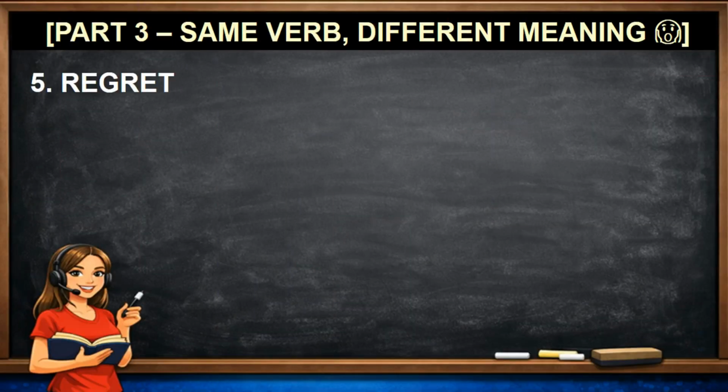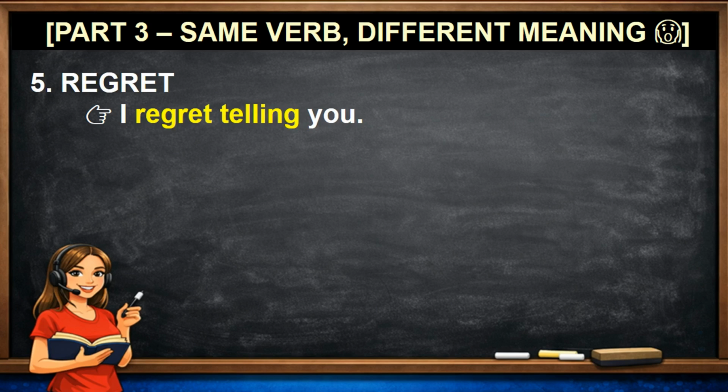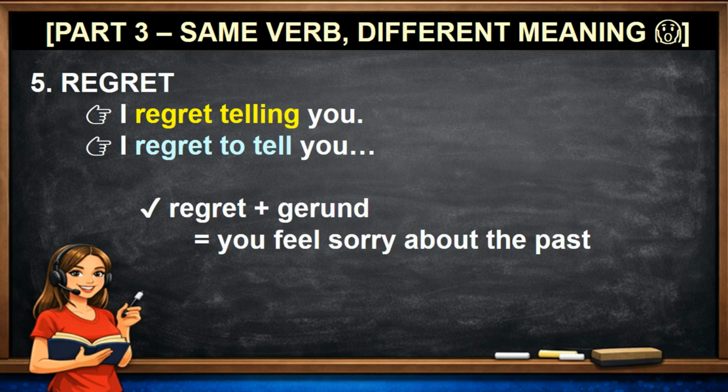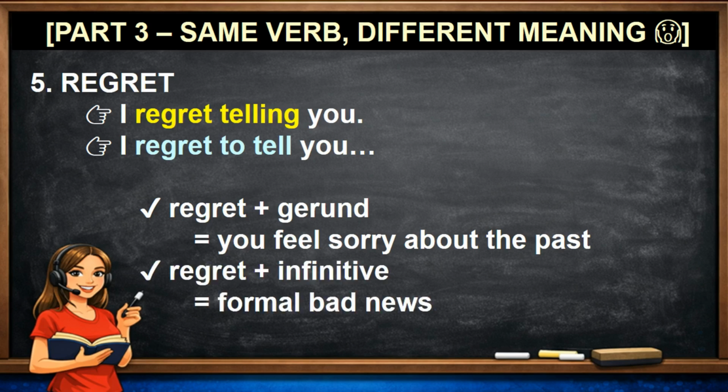5. Regret. Examples. Regret plus gerund: I regret telling you. Regret plus to infinitive: I regret to tell you. What's the difference? Regret plus gerund means you feel sorry about the past. While regret plus to infinitive is a formal way of giving bad news.